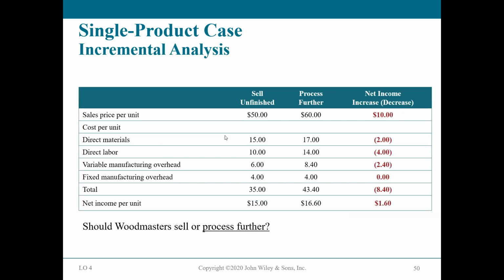So if we look at our incremental analysis, we have our sales price per unit under sell unfinished or process further. Our direct materials we're told would go up by 2, direct labor would go up by 4, variable manufacturing overhead by 240. So our net income per unit would go from 15 to 16.60, which means a net income increase of $1.60. So in this case, they should process further. They have incremental income.